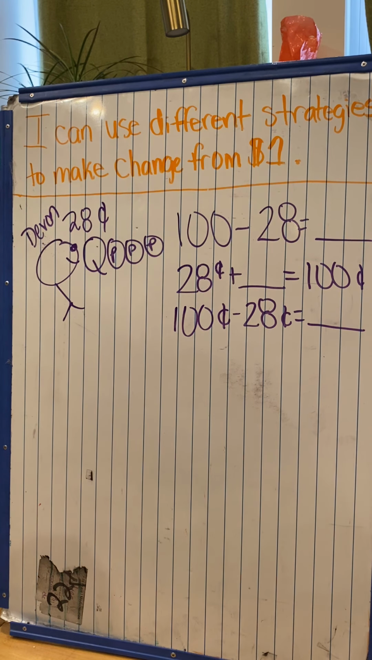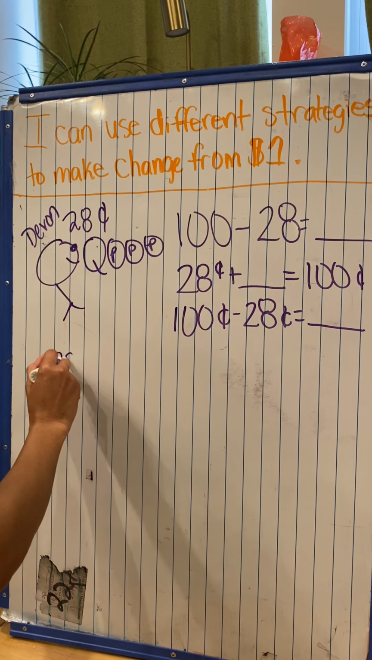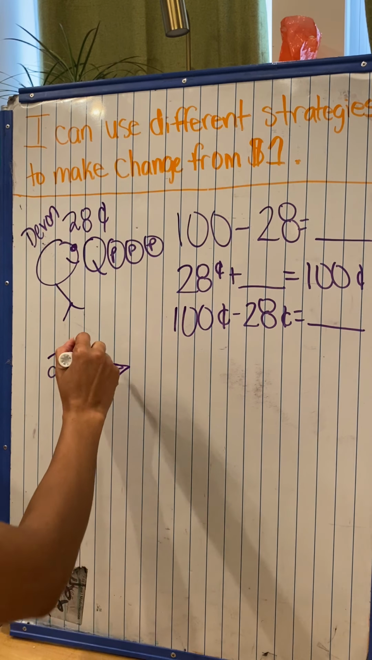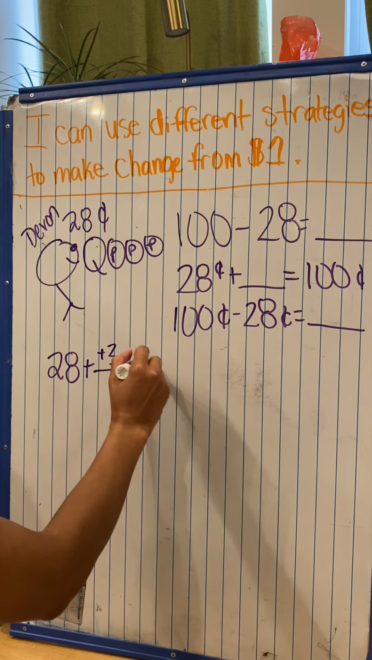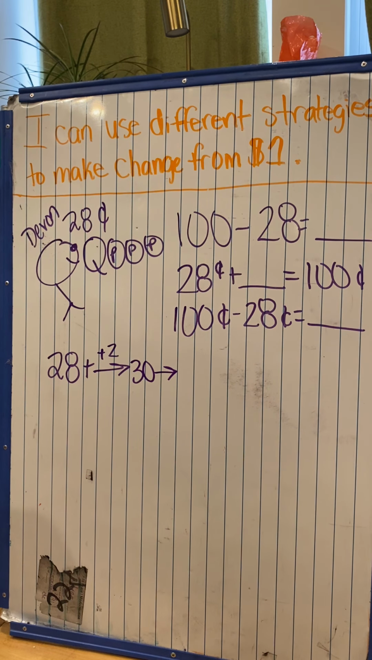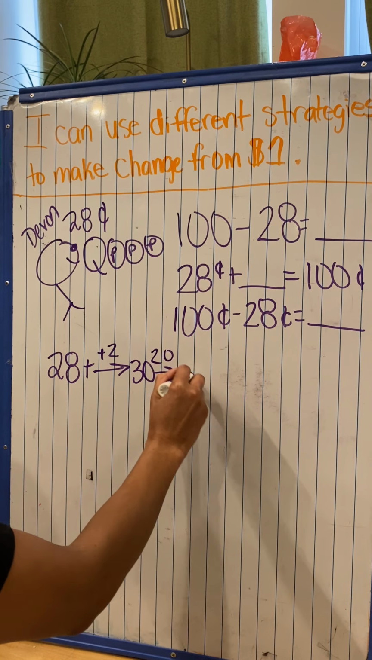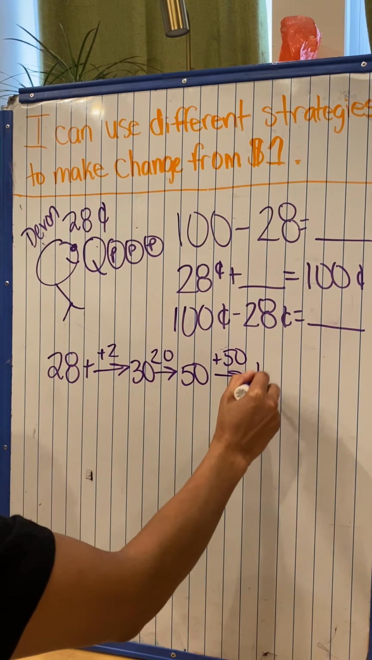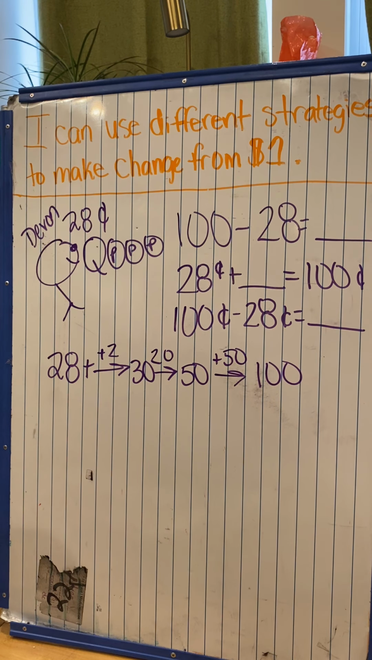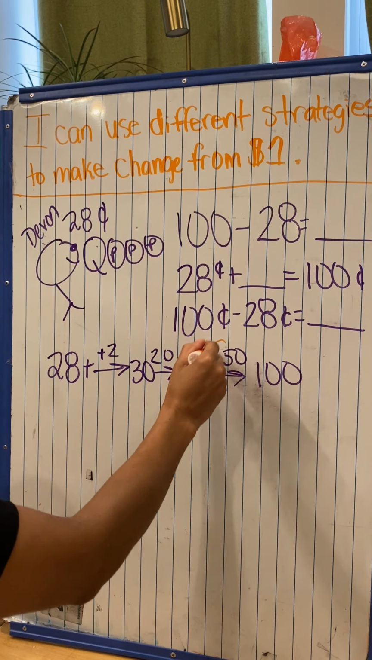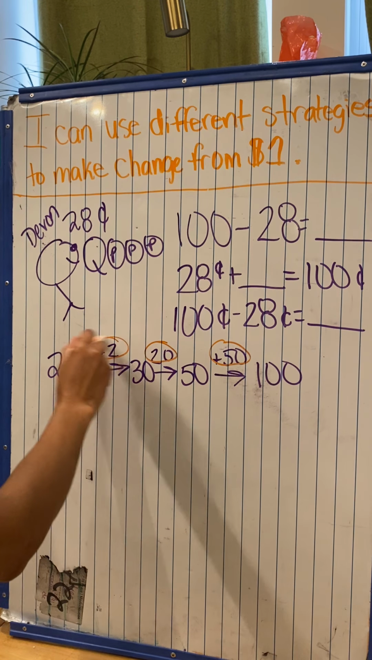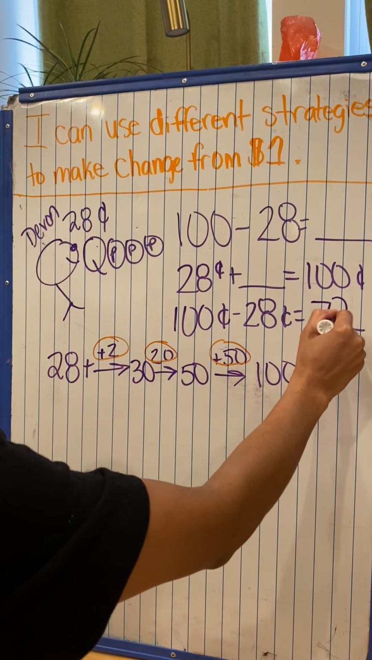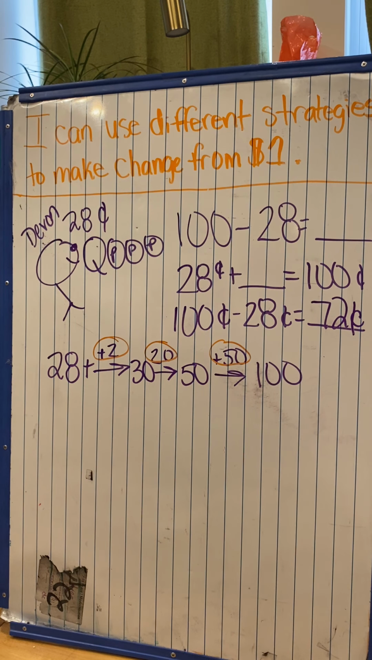Okay, so we're going to start with 28. How much do I add to make my friendly number? Yep, plus 2, I get 30. Now I'm going to say plus 20 cents will give me 50. And then I'm going to add 50 cents to get 100. And then remember, I need to count my hops. So 50 plus 20 equals 70. 70 plus 2 equals 72. So 100 cents minus 28 cents equals 72 cents. Okay?